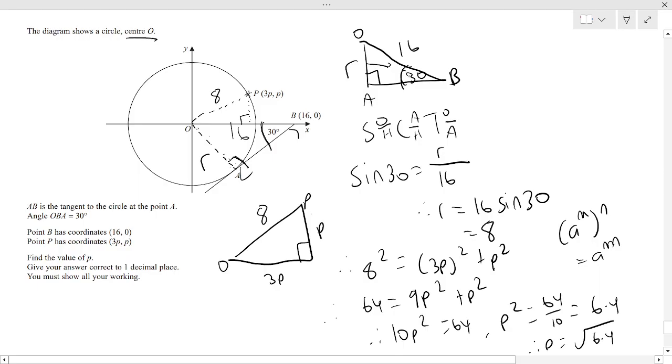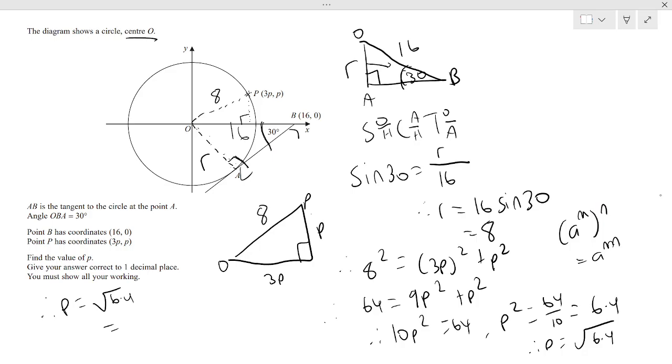And then you put that into the calculator, you get this number here. Is there no more room? I'll do it here then. So p is root 6.4, which equals 2.5298, and so on. And it's just one decimal place, so it's going to be 2.5 to 1 dp. That's our value for p.